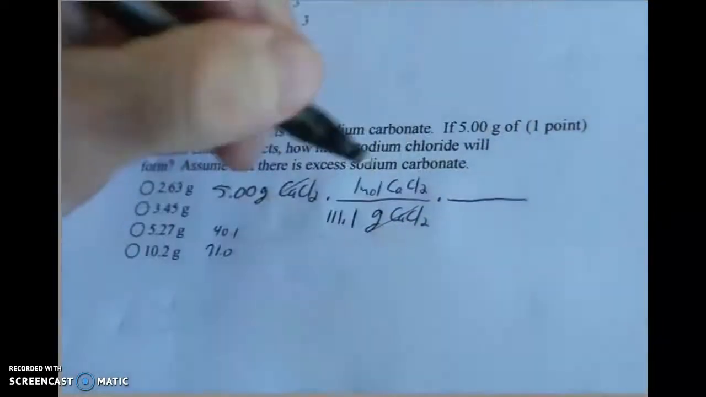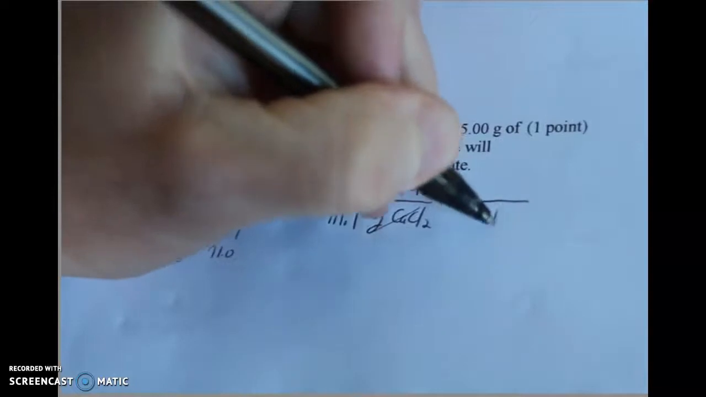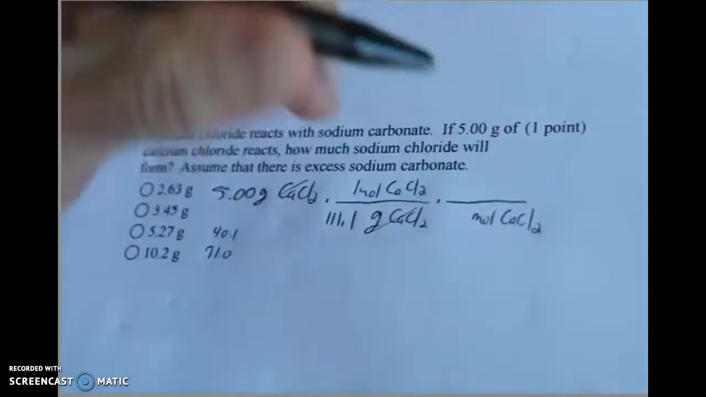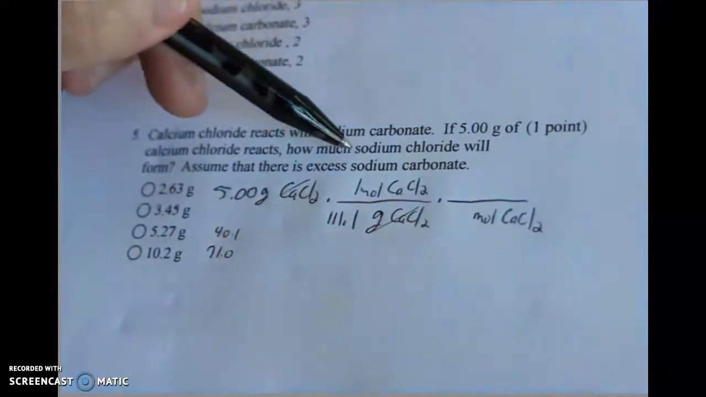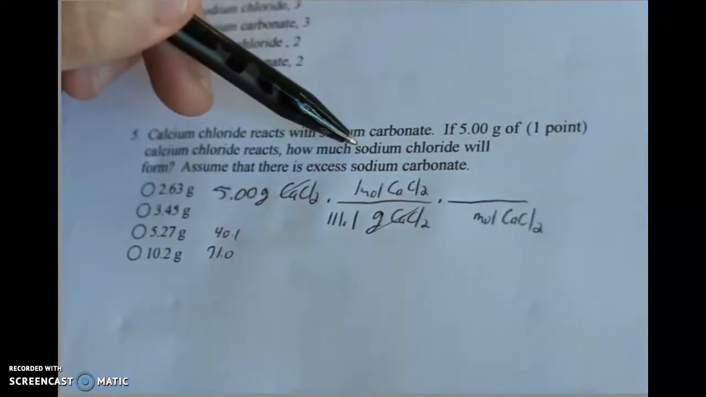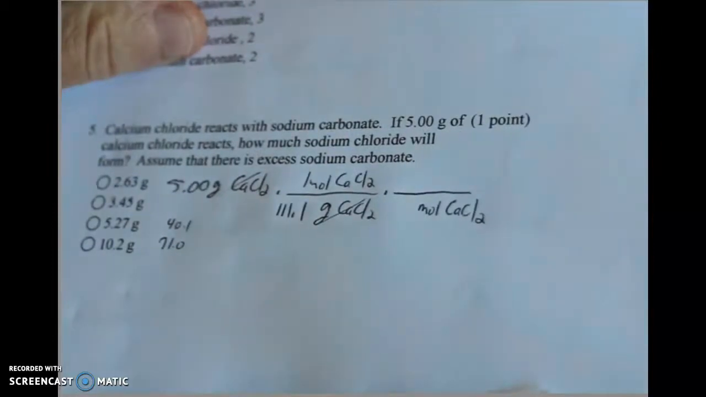Right now what you're left with is moles of calcium chloride, so that has to go on the bottom. Now I can't go from moles of calcium chloride directly to grams of sodium chloride. There's no conversion factor to let you do that all in one step.